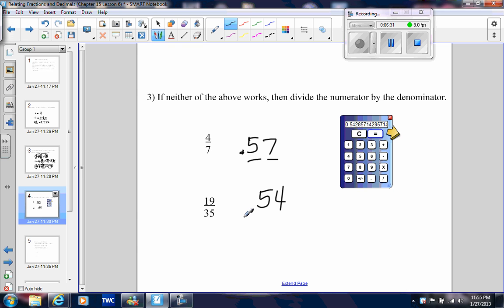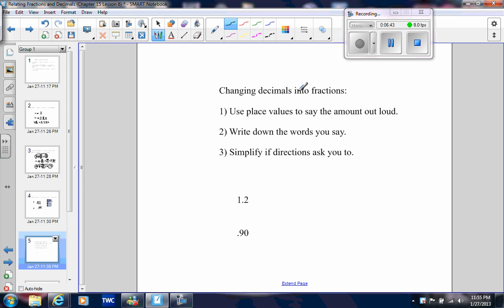If they'd like you to round to 2 decimal places, you don't always get a decimal point that just goes on and on and on. So sometimes you get a nice short ending. All right, changing decimals into fractions and going the other way around, instead of changing fractions into decimals.